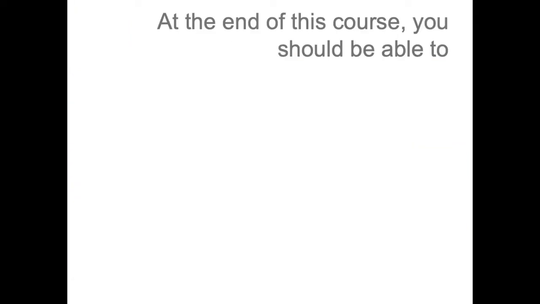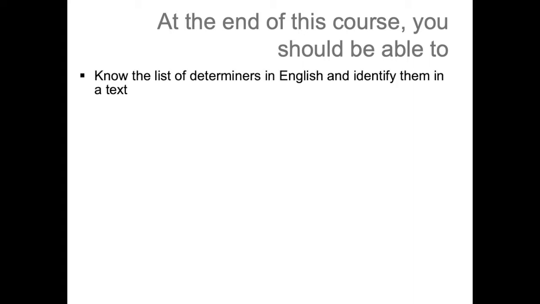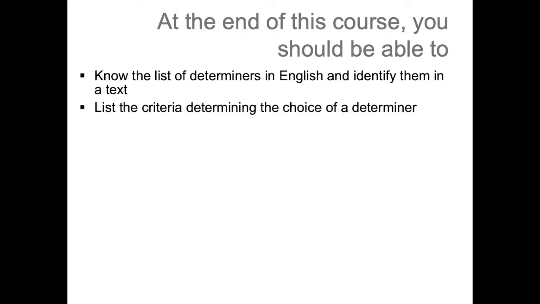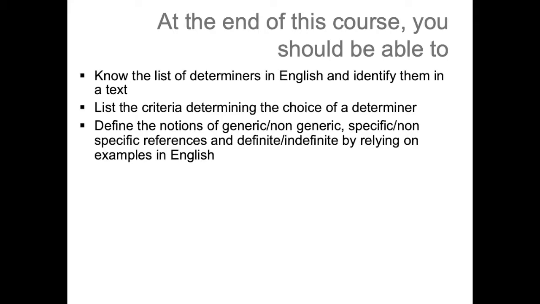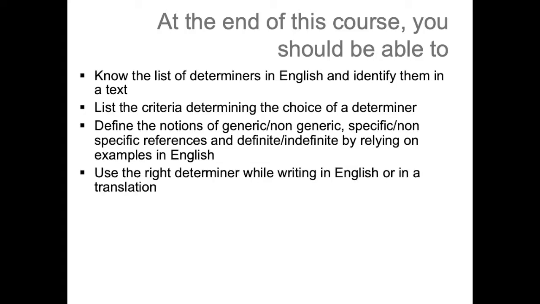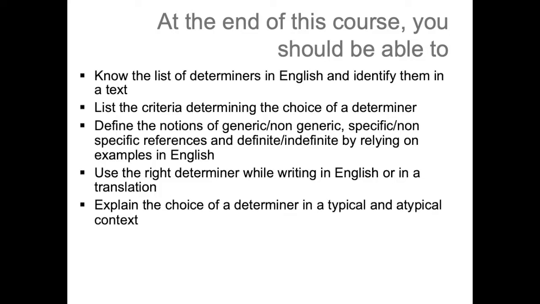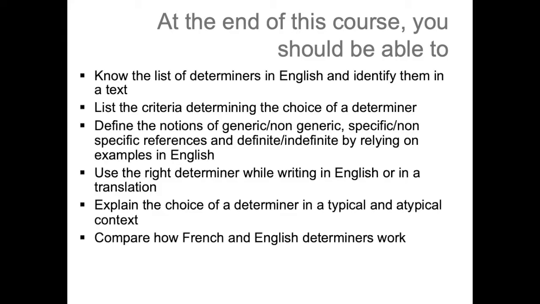And these are the objectives for this course. By the end of it, you should be able to know the list of determiners in English and identify them in a text. List the criteria to determine the choice of a determiner. Define the notions of generic, non-generic, specific, non-specific, and definite and indefinite references by relying on examples in English. Use the right determiner while writing in English or in a translation. Explain the choice of a determiner in a typical and atypical context. And compare how French and English determiners work.